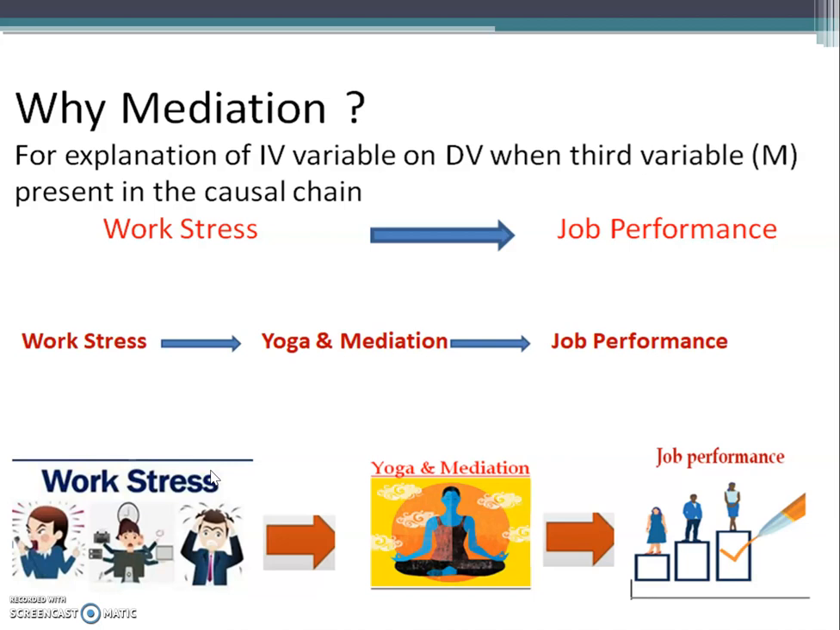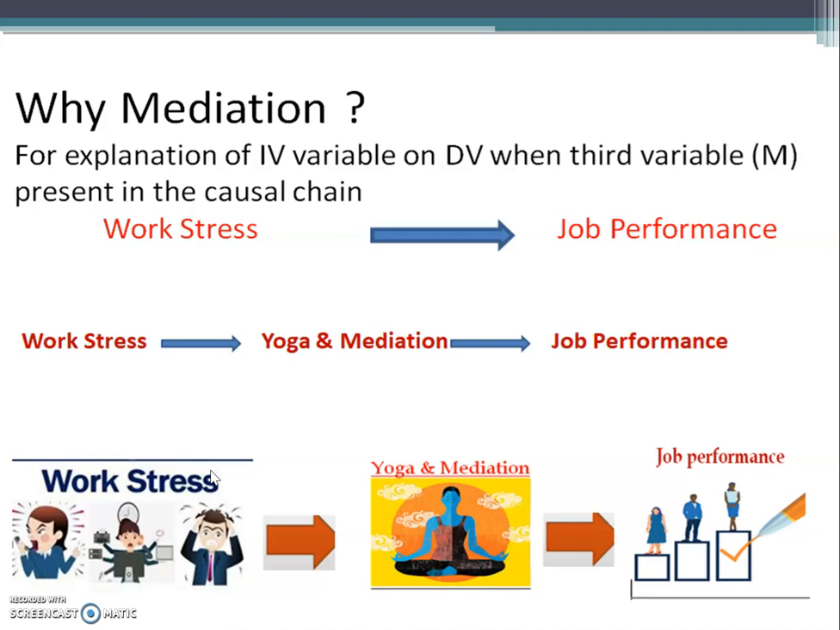Next, they introduce the third variable, that is the mediating variable, yoga and meditation. When yoga and meditation is introduced between work stress and job performance, what will happen to the relationship between work stress and job performance will be identified. This is called mediation analysis. Apart from testing the mediation analysis, the researcher tried to find out whether there is any partial mediation effect or full mediation effect present. So I would like to explain what is partial mediation.